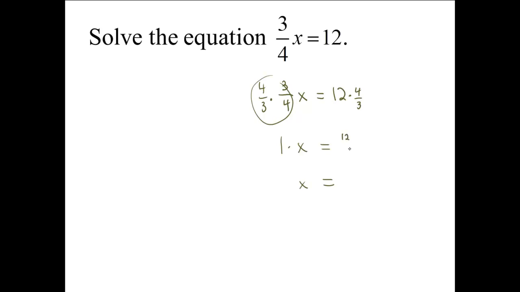12 is a whole number, so we can write 12 divided by 1 times 4/3. The rule for multiplying fractions is to multiply through the numerators. 12 times 4 gives us 48. We also multiply through the denominators. 1 times 3 is 3. So we have 48 divided by 3. And 3 goes into 48 16 times. So our solution is 16.